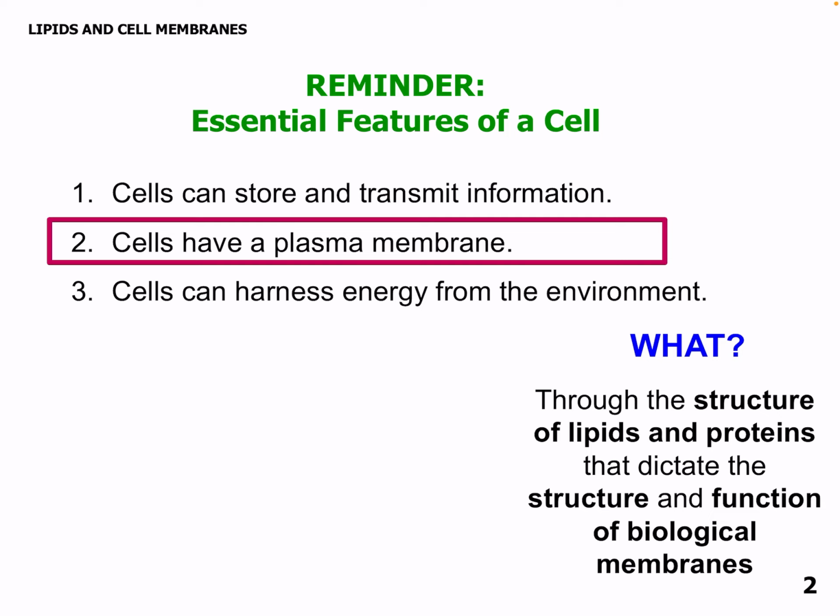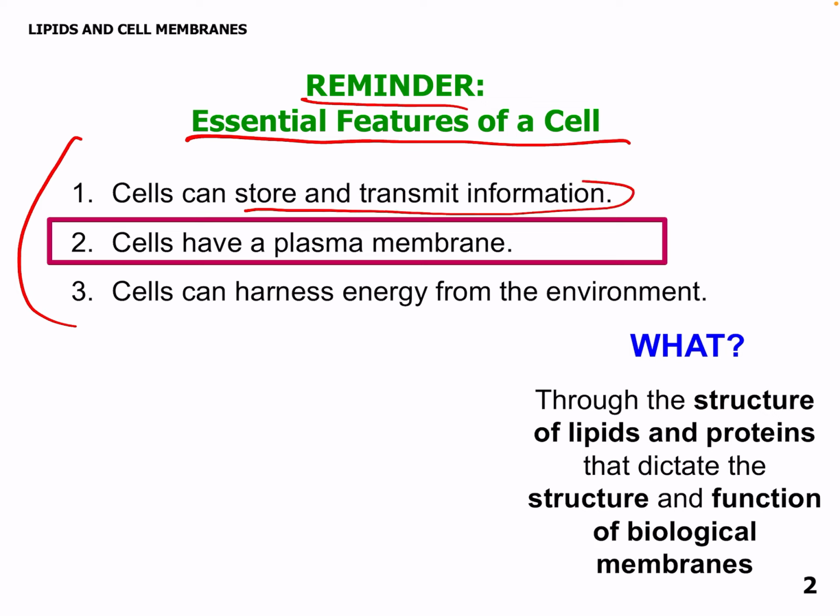Another reminder, we'll see this quite a lot. We're using this to guide us through the lectures. So again, what are the essential features of a cell? One, they can store and transmit information. That's what we looked at in our last couple of lectures with transcription, translation, and proteins. So if you want to check that out, you can. And two, cells have a plasma membrane.